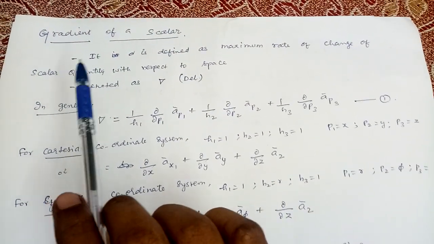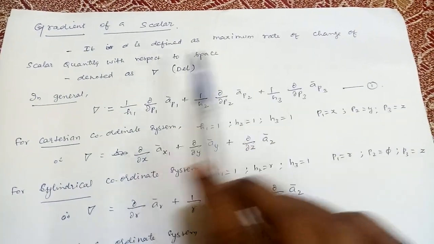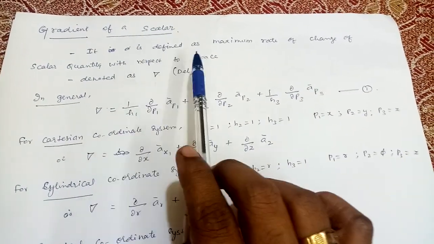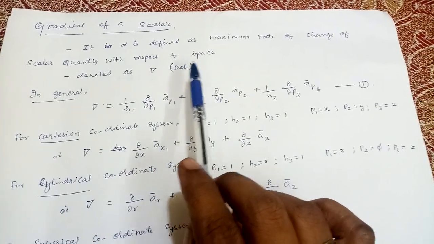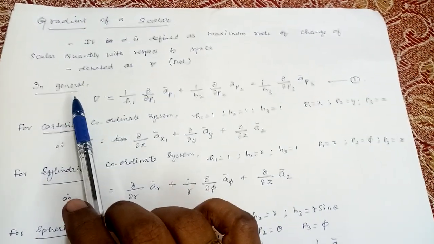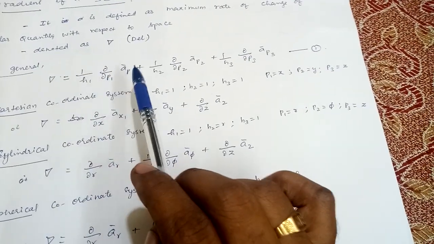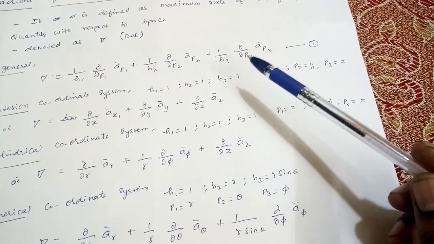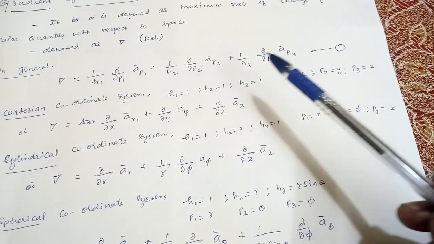So next one is the gradient of a scalar. It is defined as the maximum rate of change of the scalar quantity with respect to space coordinates, denoted by del. In general, del is defined as (1/h1) ∂/∂p1 a1 + (1/h2) ∂/∂p2 a2 + (1/h3) ∂/∂p3 a3. So you memorize this one.